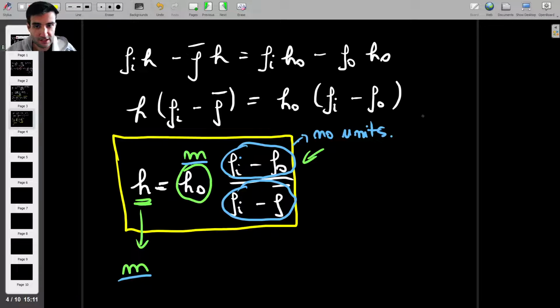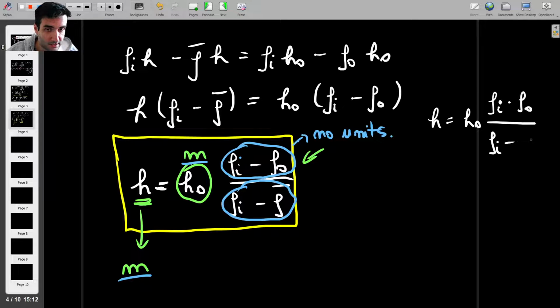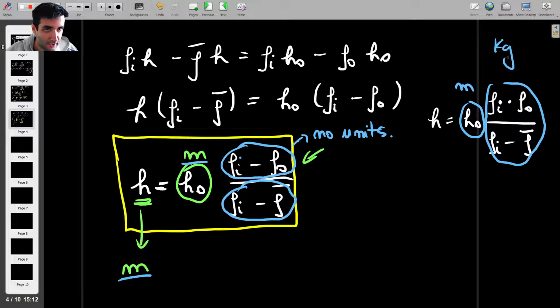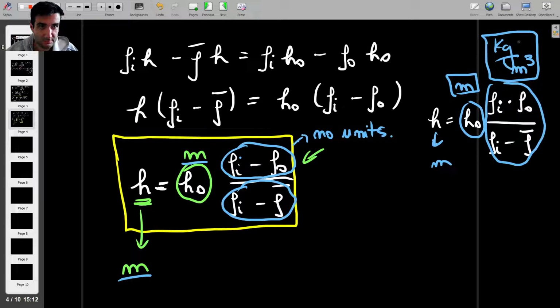If your final answer looked something like this, so maybe it was rho I times rho 0 divided by rho I minus rho dash, for example, then you would know that the answer is not correct simply because the units don't hold, right? This is meters. This fraction is going to be measured in kilograms per meters cubed. So if you multiply meters by kilograms per meters cubed, you're not going to get meters back. Okay, you're going to be stuck with kilograms. But here, at least you know that you've passed this sort of sanity check and your units are consistent. So the only thing left to do is put some numbers in.